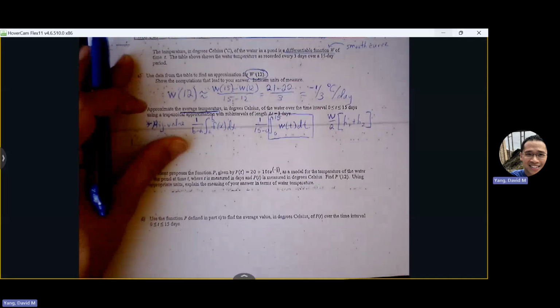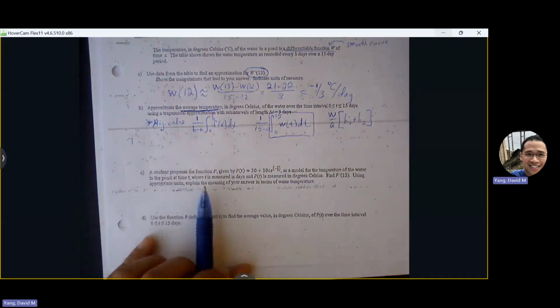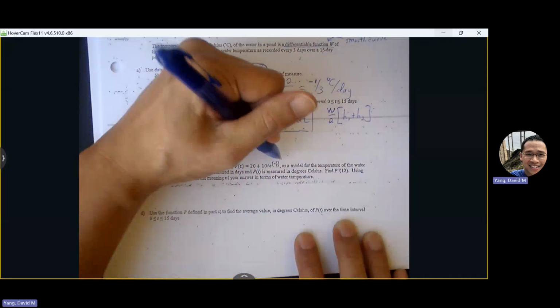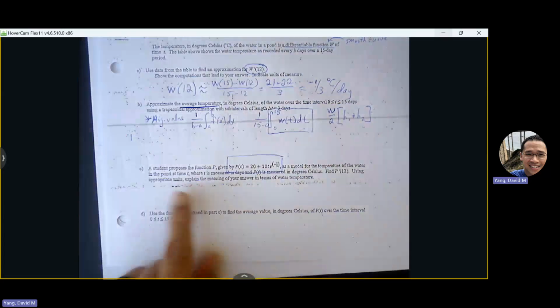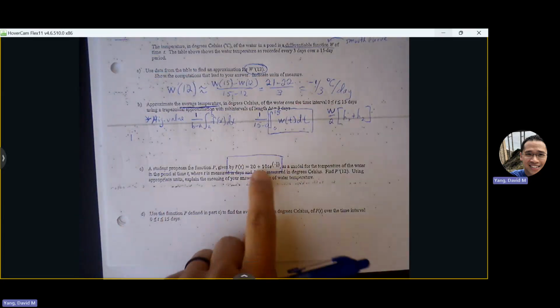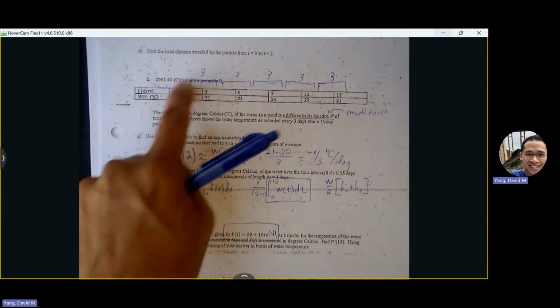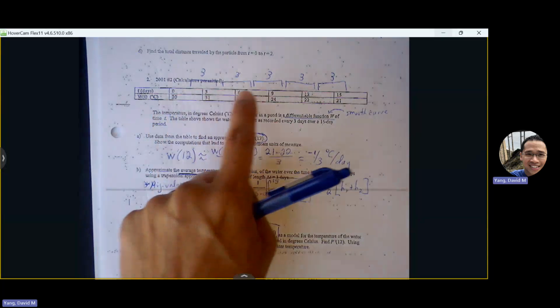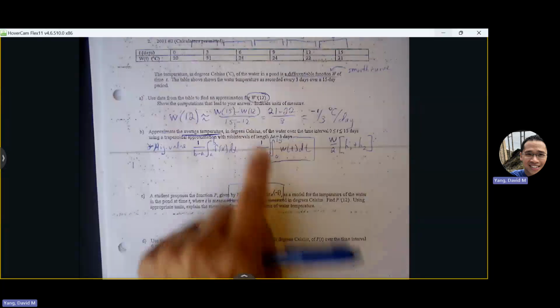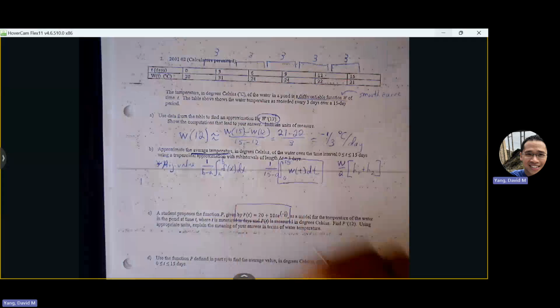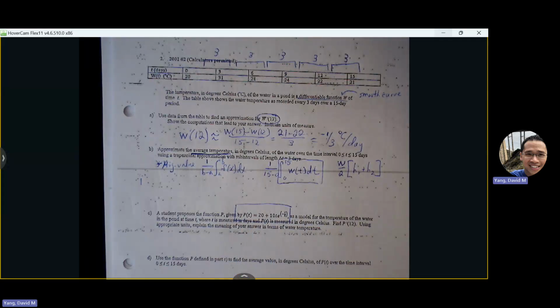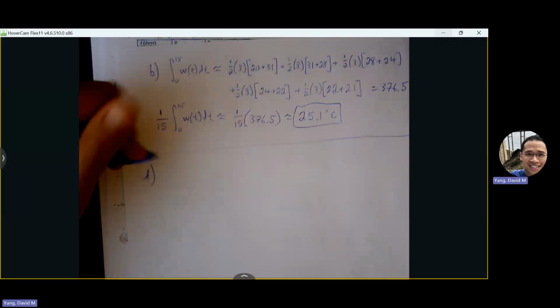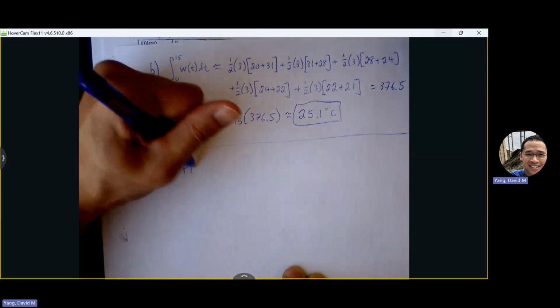Part C says a student proposes a function P as a model for the temperature of the water in the pond at time t. Now this function is supposedly going to give us a more accurate behavior in terms of the change in temperature over the course of it, not just at these 3-day increments. Now we have a model that can help us find the exact temperature or a better temperature approximation at any moment in time, not just 3-day intervals. So this is where calculus can come into play here. So here's our P of t function.